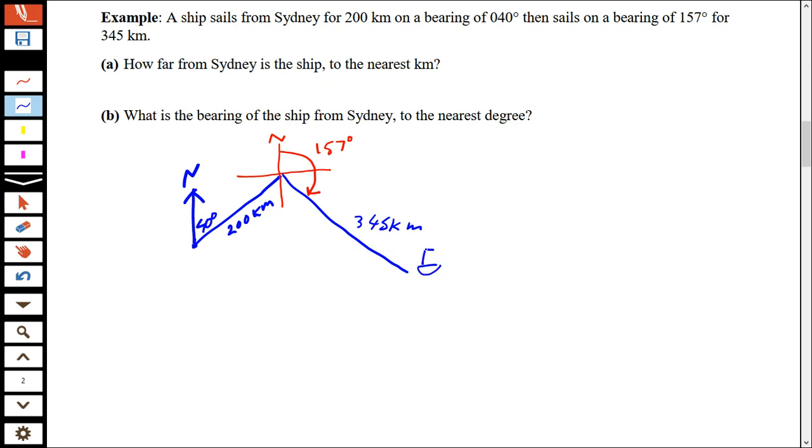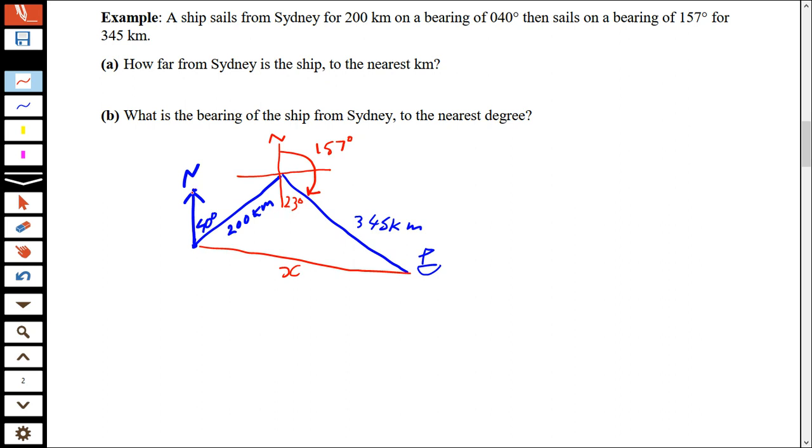Here's my ship. Okay, so we've got to work out this distance here. Let's call it x. Now, how do we work that out? Well, for starters, we can work out this angle in here. This angle here must be 23 degrees because 157 plus 23 is 180.